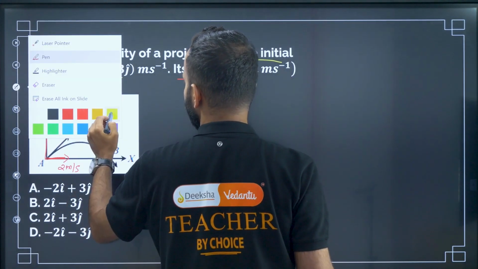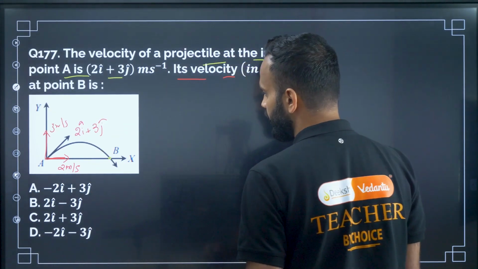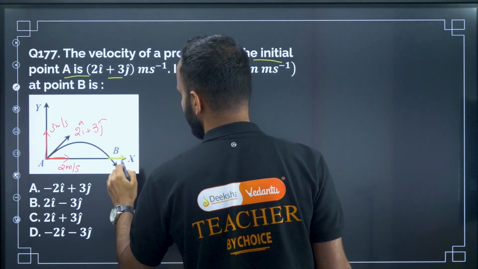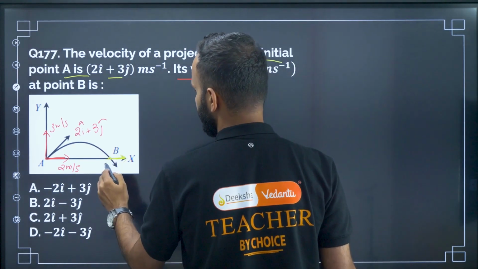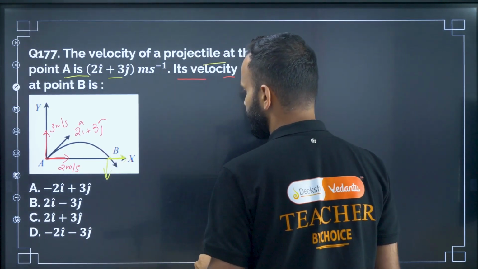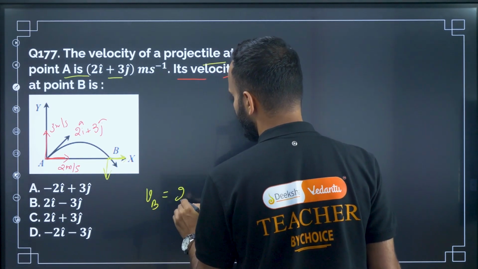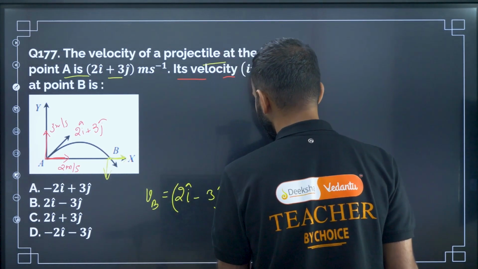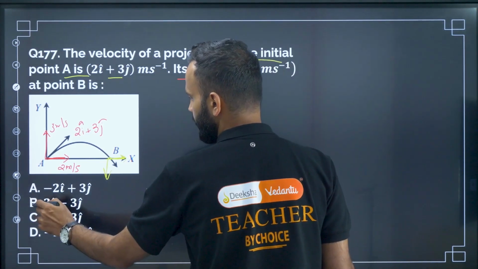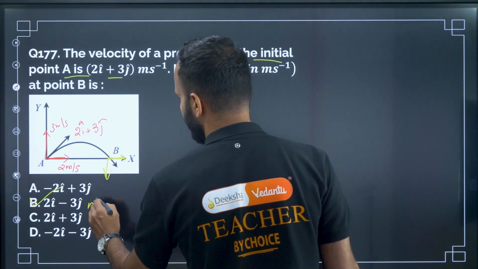Its velocity at point B is, at this point we need to find the velocity. Here the direction of the horizontal velocity is same, that is towards right. And what is the direction of the vertical velocity? It's in downward direction. So therefore at B velocity is 2i cap minus 3j cap, okay, unit meter per second. So option B is the correct answer. Okay, 2i cap minus 3j cap meter per second.